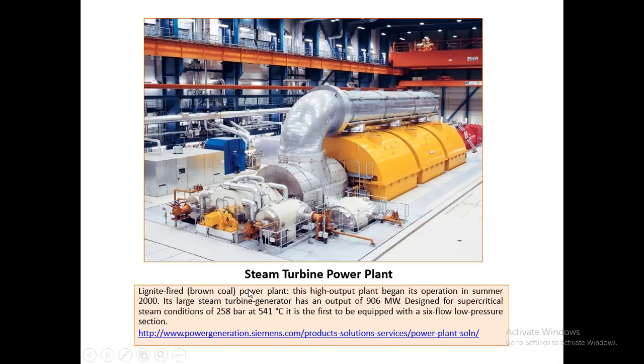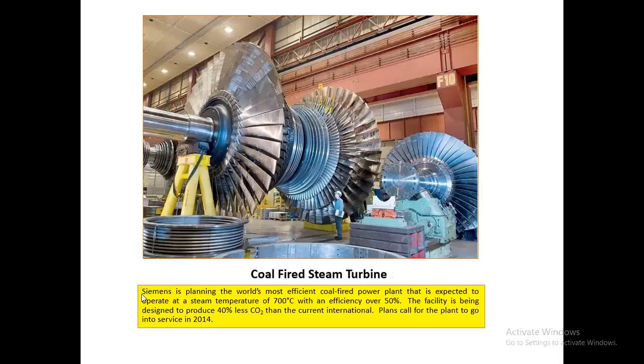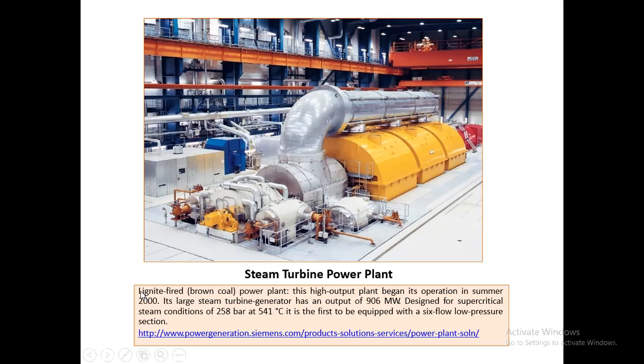Lignite fire, brown coal. Lignite fire means the name of coal. कोयले का नाम है lignite. In the previous session we already discussed the lignite coal type of fire. Brown coal is a type of कोयले की किस्म है ये, ठीक है. कत्थई कलर का होता है ये. Power plant, that is the burning fuel. This high output plant began its operation in summer 2000. Summer 2000 is the date, in which season it began to function.